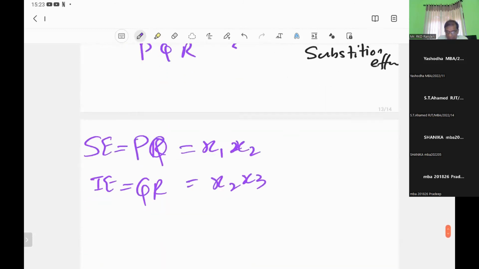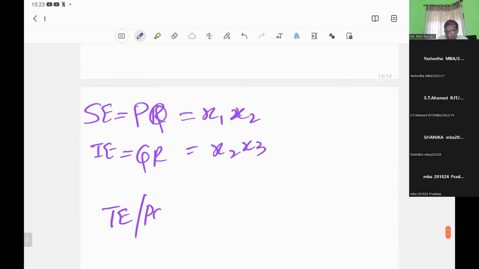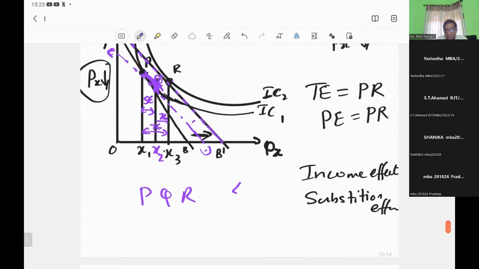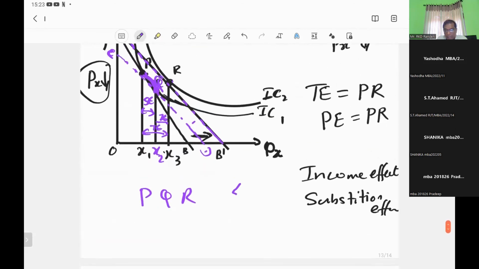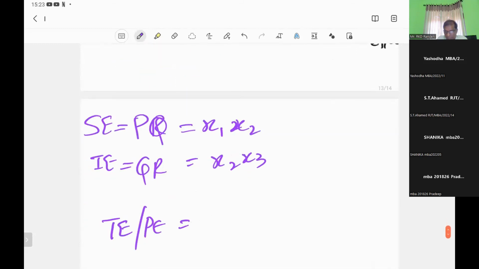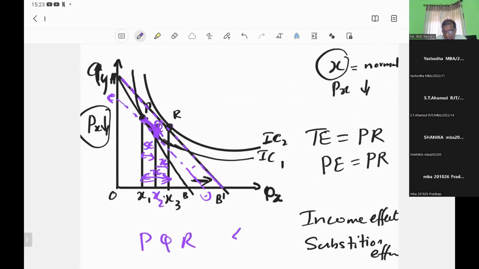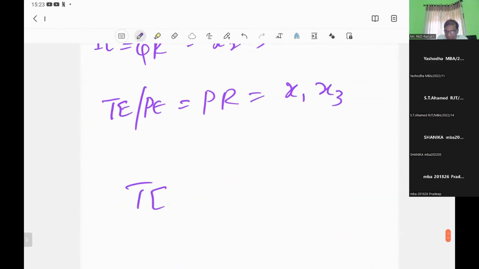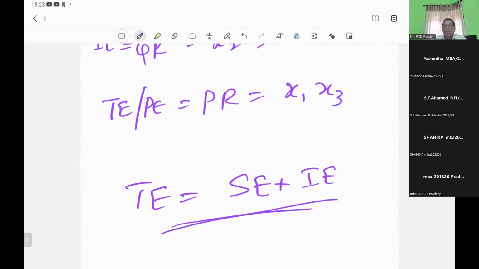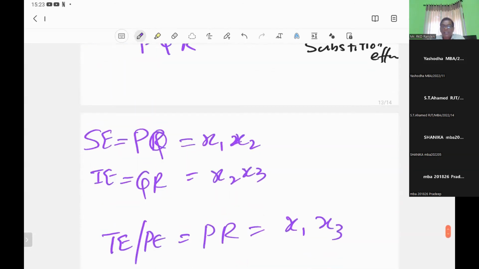Then the total effect or price effect equals P to R, X1 to X3. Right. This is the total effect. The total effect is equal to the substitution effect plus the income effect. For normal goods, that normal commodity, the two effects act in the same direction. Right. That is the thing you have to realize.